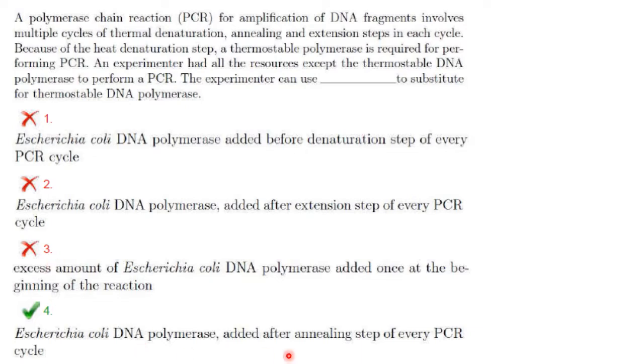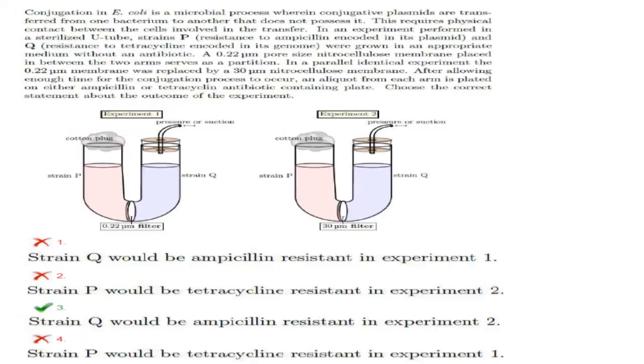Why do you have to add it after the annealing step of PCR? Because the denaturation temperature is very high and E. coli DNA polymerase is not thermostable. Hence, it has to be added after the annealing step of every PCR cycle.